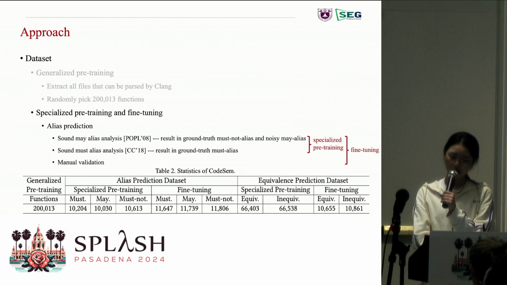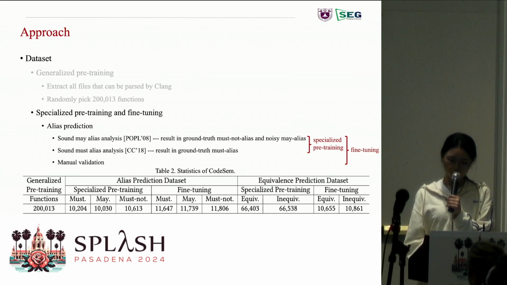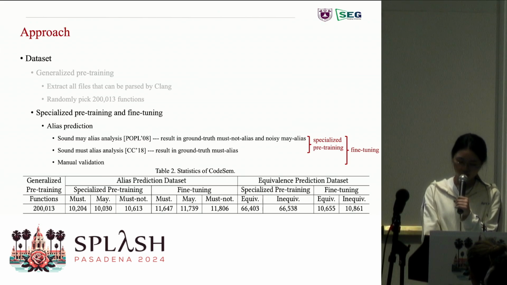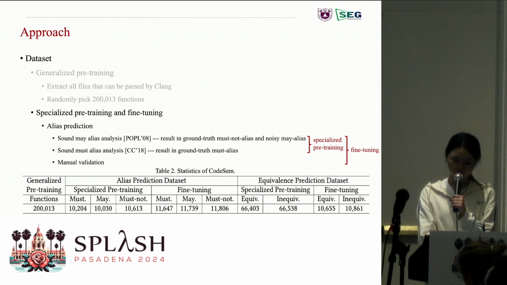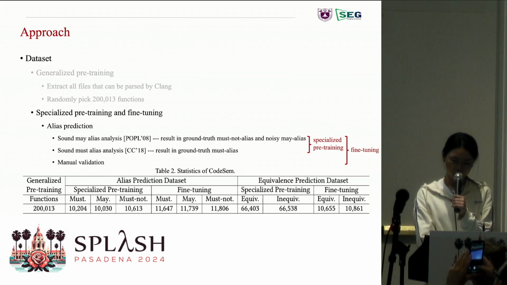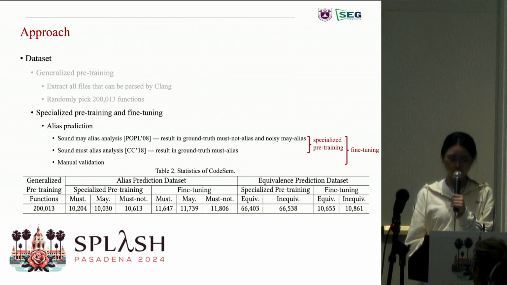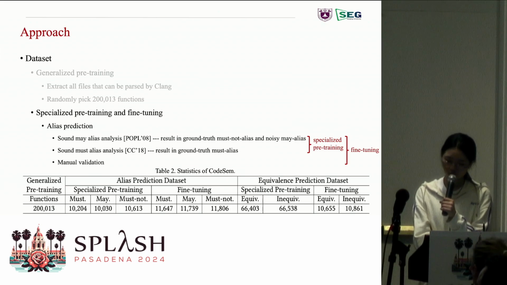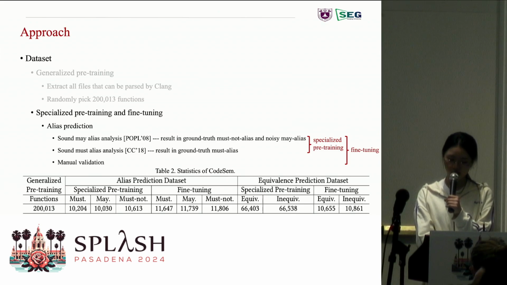Since sound-may alias analysis over-approximates alias relations to ensure that all potential alias pairs are found, it returns ground truth must-not alias and noisy may alias, and the latter are almost certain to contain must-not alias. In contrast, sound-must alias analysis under-approximates alias relations, making it return a subset of ground truth must alias pairs. Therefore, after we combine the two analysis results, we get ground truth must alias pairs, ground truth must-not alias pairs, and noisy may alias pairs.